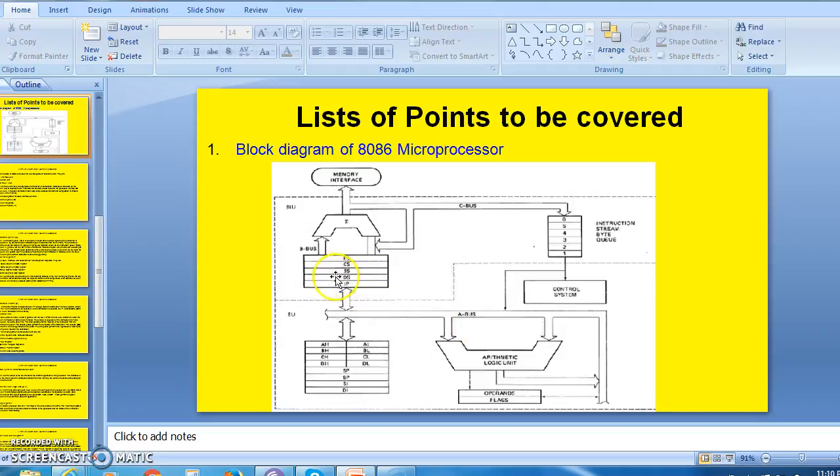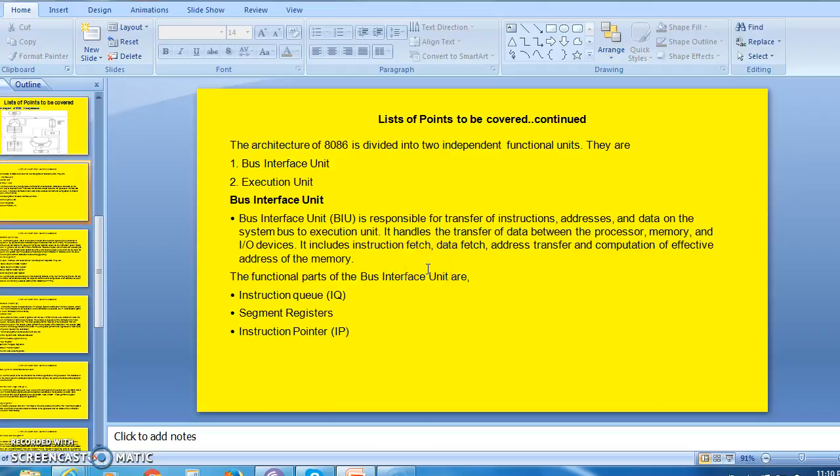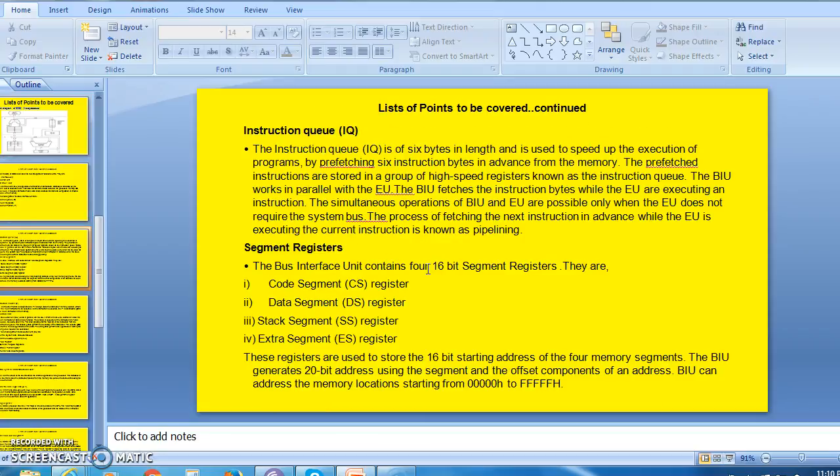Here is what the segment register part looks like and the instruction queue. The instruction queue is 6 bytes in length and it is used to speed up the execution of programs by prefetching 6 instruction bytes in advance from the memory, and the prefetched instructions are stored in a group of high-speed registers known as instruction queue.